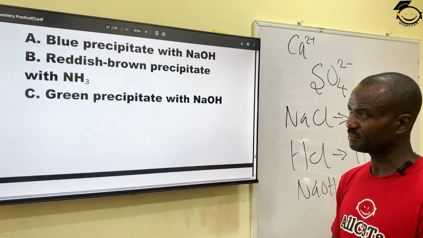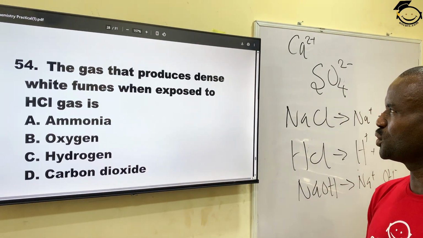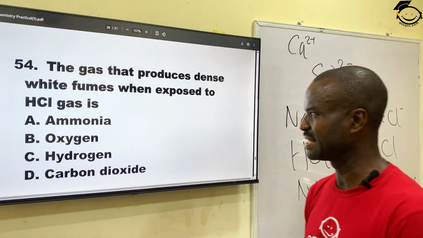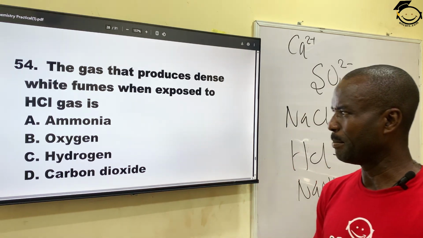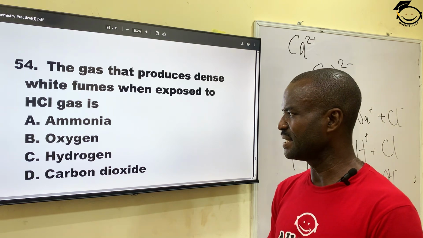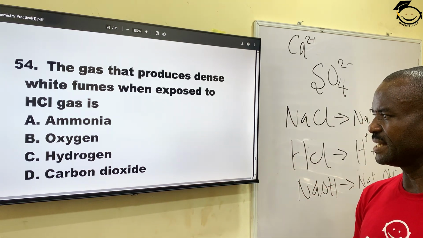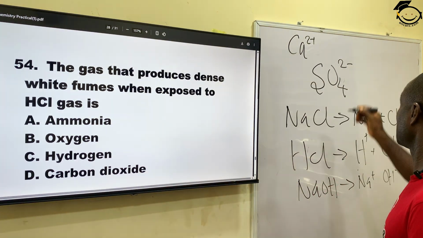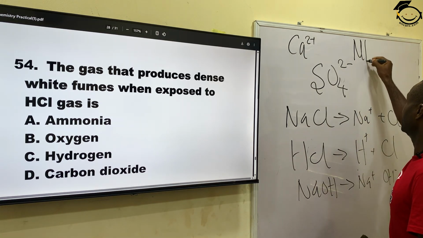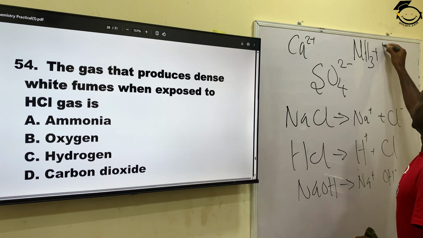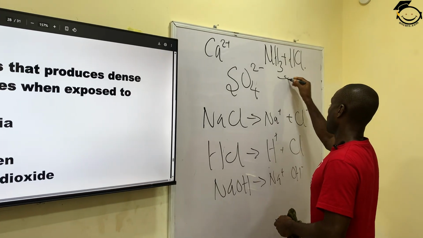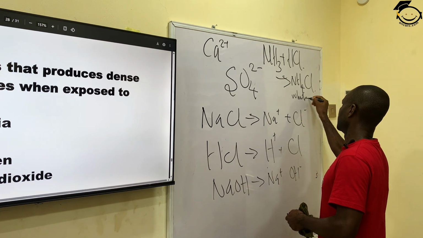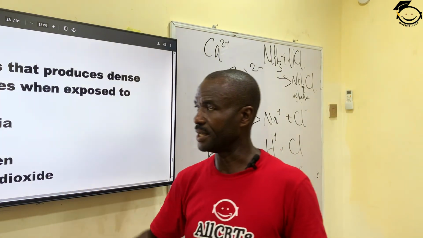54. The gas that produces dense white film when exposed to hydrogen chloride gas is A. Ammonia, B. Oxygen, C. Hydrogen, and D. Carbon dioxide. The correct option here is ammonia, A, because only ammonia will react. Ammonia is NH3, plus HCl, and we get a white film of ammonium chloride. So the correct answer here is ammonia, A.